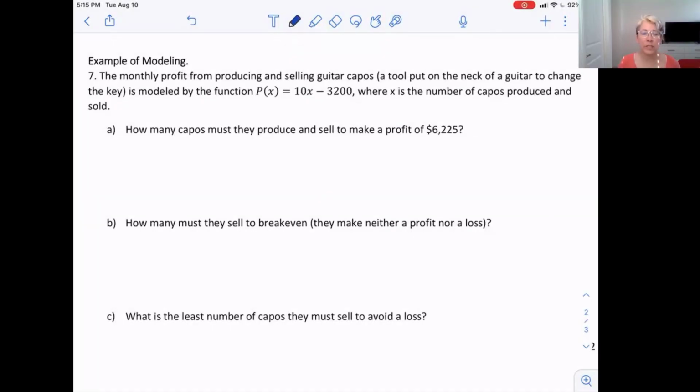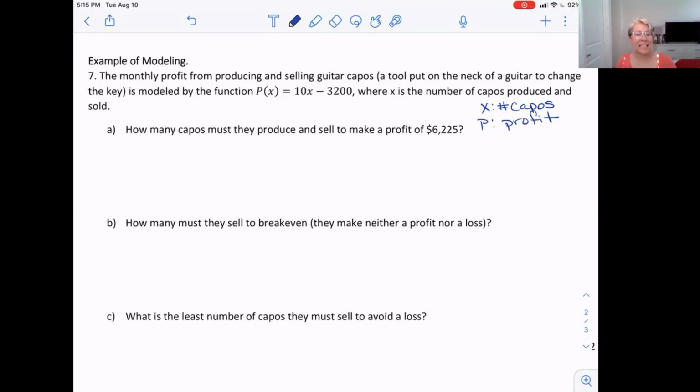Now, our last example is a modeling example. Number 7, the monthly profit from producing and selling guitar capos. If you don't play guitar, it's a little tool that you put on the neck across the strings to change the key. And it's modeled by the function p of x equals 10x minus 3,200, where x is the number of capos produced and sold. So again, x is the number of capos and p is the profit.